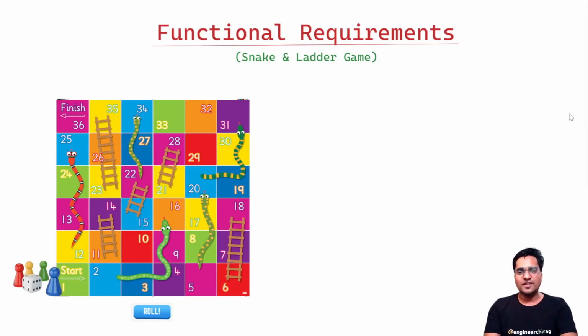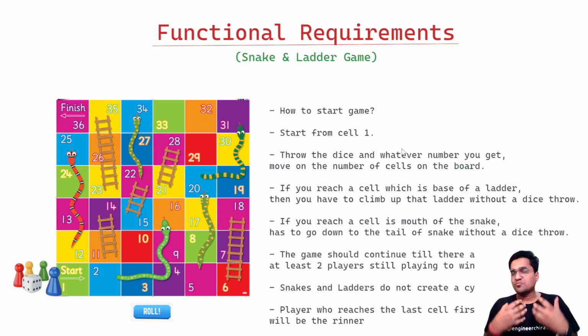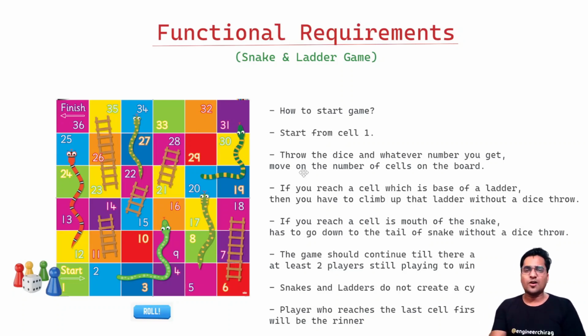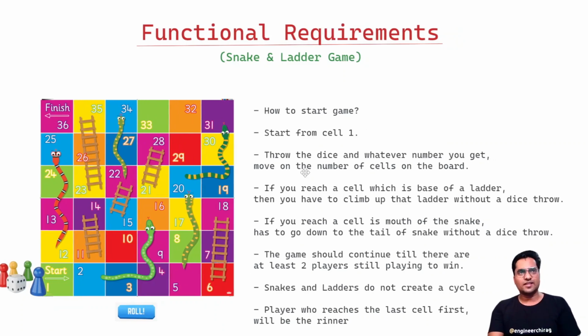So whenever we say functional requirement, mostly, as we said, it is about how our game will start, from where the game will start in terms of the numbers, right? What will happen when we throw the dice? What will happen if we reach the bottom of the ladder? What will happen when we come to the mouth of a snake, right? What will be the behavior? Who will be the winner? Till what time is this game going to work? How many players can play this particular game, right? So many things come to our mind whenever we talk about the snake and ladder game, or any game in general, as we said.